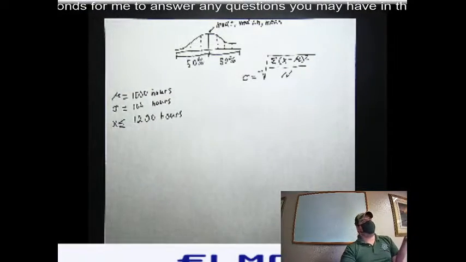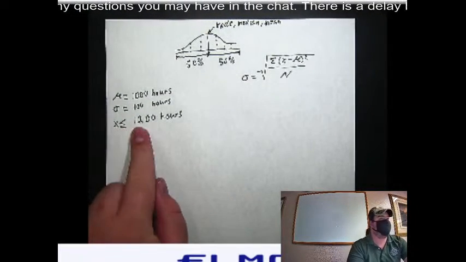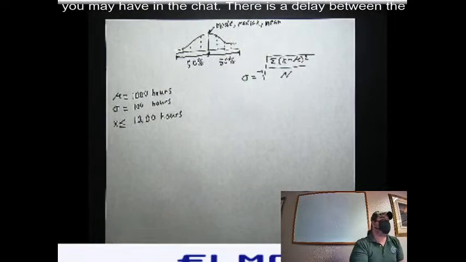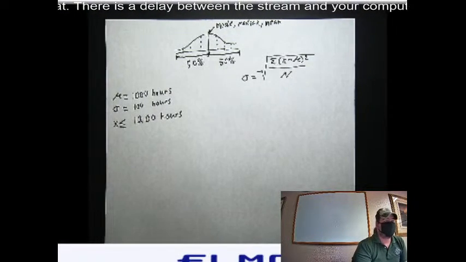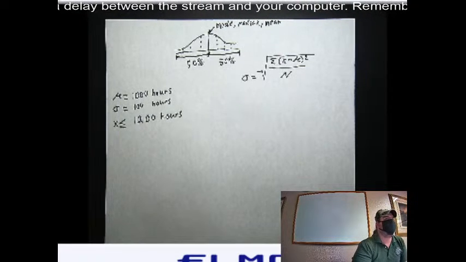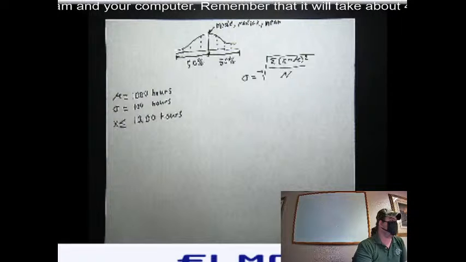Again, what's the probability that it will last at least that long? So, less than or equal to 1,200. Okay, for this we actually need something new. We need a new calculation called a z-score.